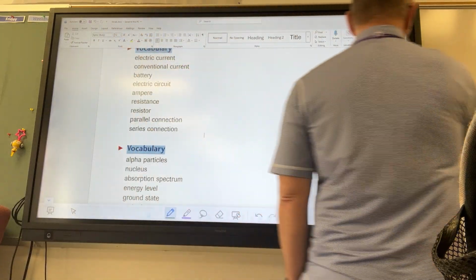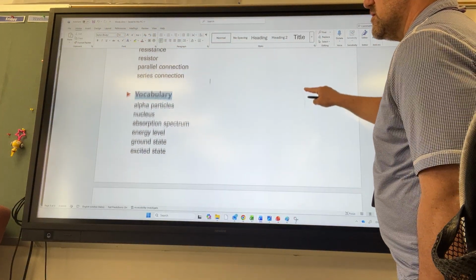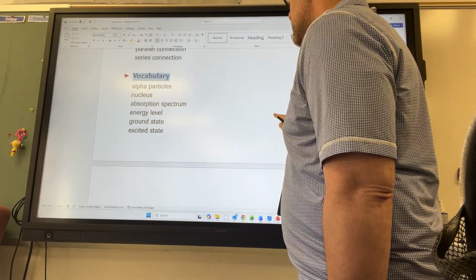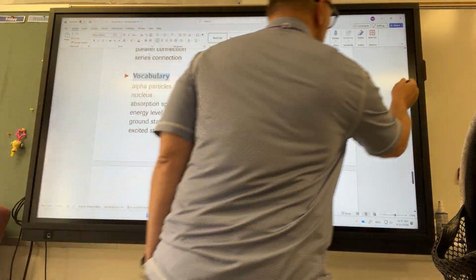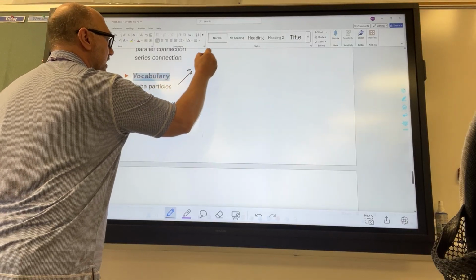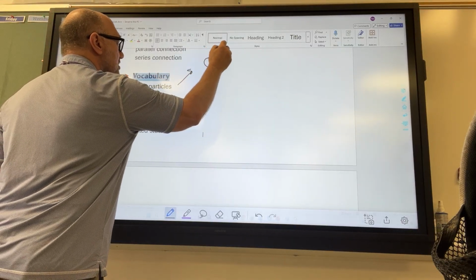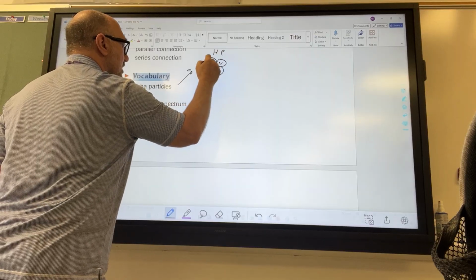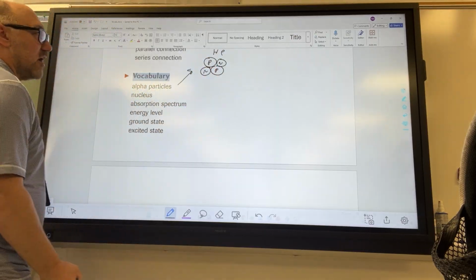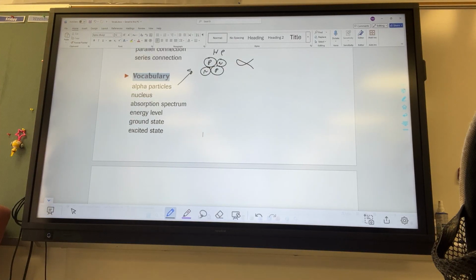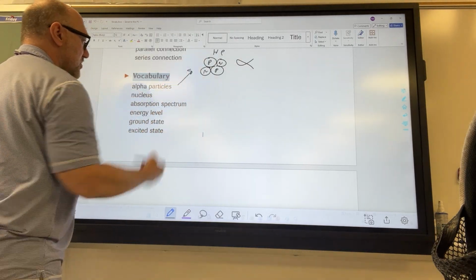Some vocabulary about atomic physics, and it's at the end. So alpha particle, remember what an alpha particle is. Alpha particle is basically a helium nucleus. It's 2 protons and 2 neutrons. There's the symbol for alpha there, alpha decay, right? Nucleus, that's what's in the middle.